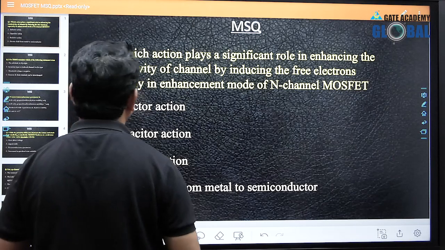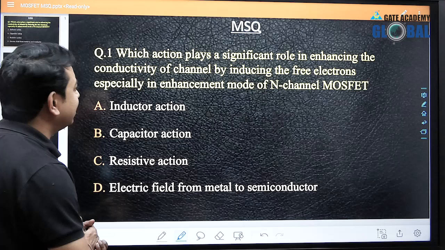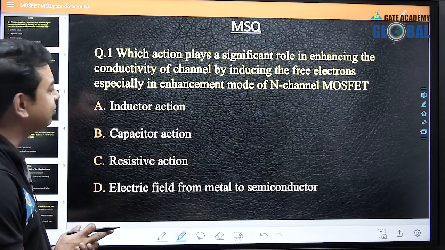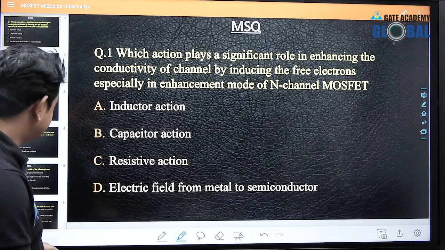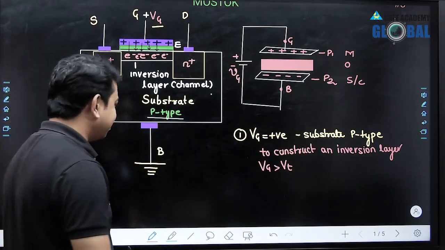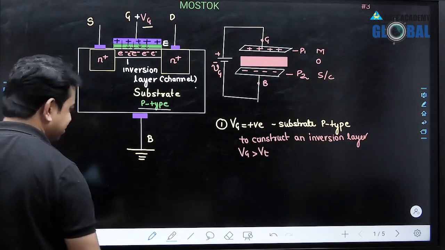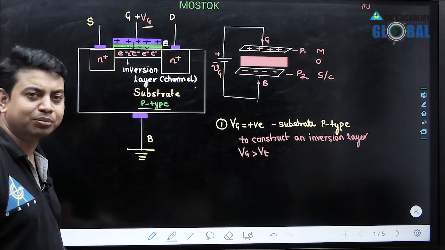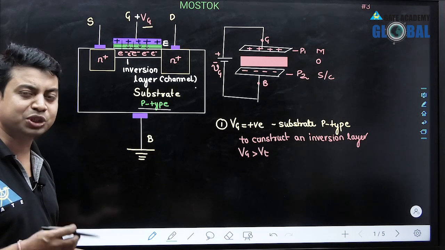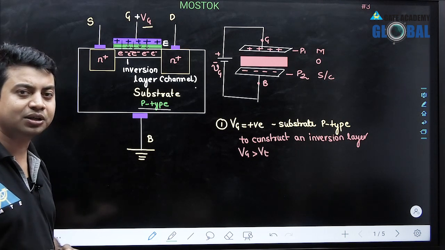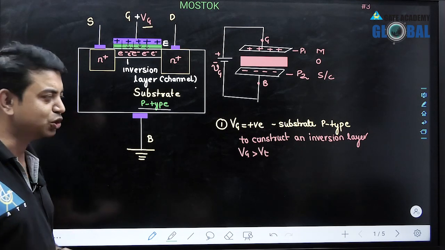So we have a question right now here: which action plays a significant role in enhancing conductivity of channel by inducing the free electrons, especially in enhancement mode of n-channel MOSFET? So we are going to take a particular mode of operation from this particular question, which is an MSQ question, because this series is named MSQ and quizzes, and we have to take MSQ and quizzes to give you a better understanding of the sequence of steps that is occurring inside the MOSFET.